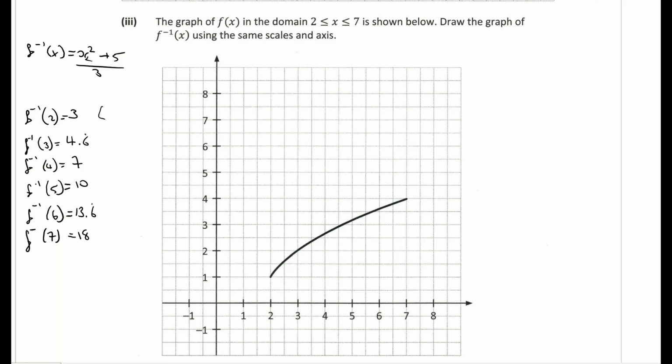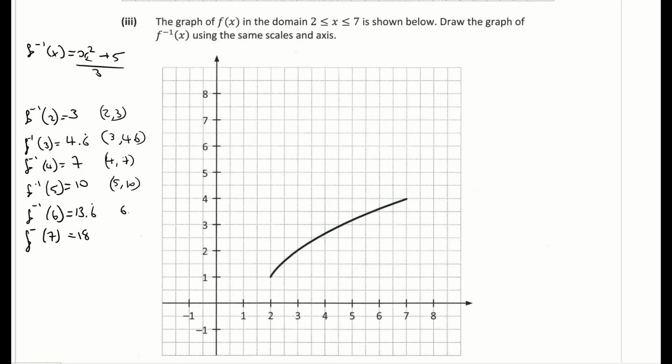And I'm just going to write down my couples. My couples there would be my input followed by my output. What am I doing? 1, 2. My couple there is 2, 3, so I put in 2 and I got out 3. I put in 3, I got out 4.6. I put in 4, I got out 7. I put in 5, I got out 10.